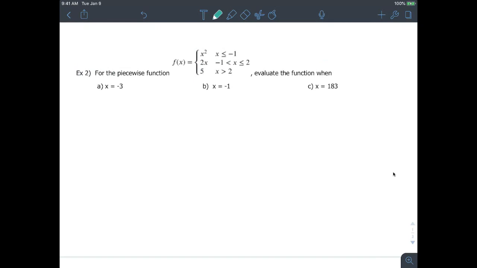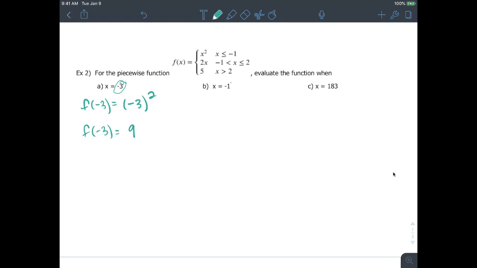Next one, we're going to go ahead and evaluate. So when you evaluate a piecewise function, you have to be careful about which part of the function you use to plug in the x value. So when x is equal to negative 3, I have to look at which of these functions has negative 3 in the domain. So I'm like, oh, x is less than or equal to negative 1. Oh, that one goes to the first one. So f of negative 3 is going to equal negative 3 squared. So f of negative 3 is equal to 9.